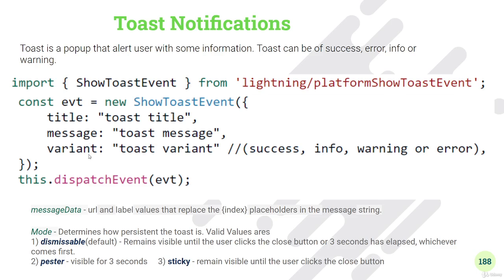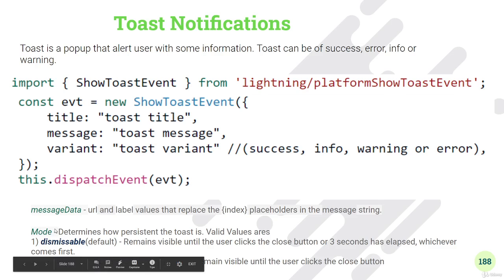Then other properties you can also pass. Suppose in your message you want to pass a URL, or you want your message to be clickable, then you can use the property message data, in which you can set your URL and the label. The label will be the text that is visible on the message, and on click of that label you will navigate to the URL that you have mentioned. We'll see this in the demo as well.